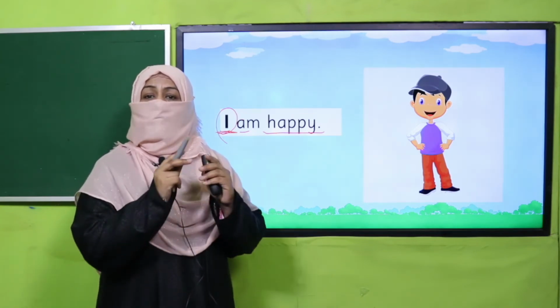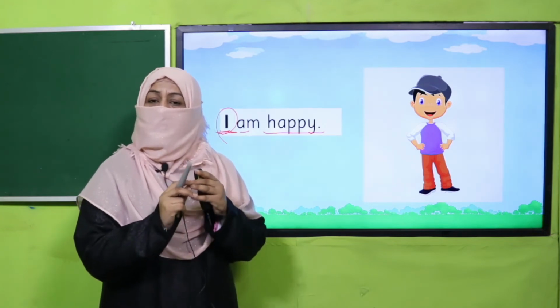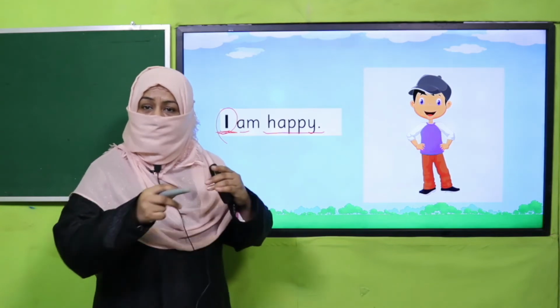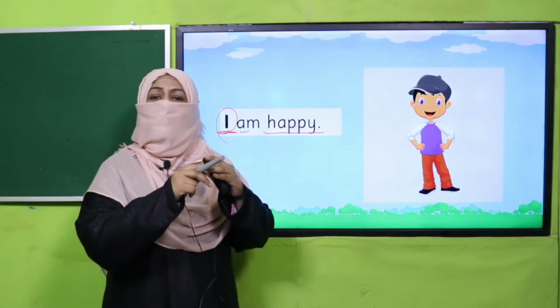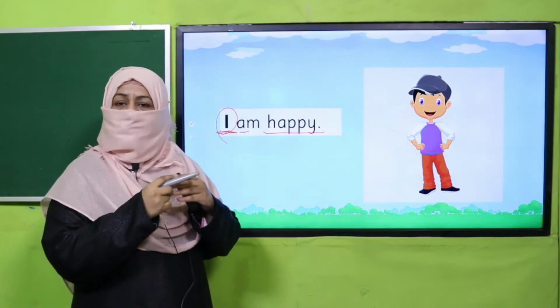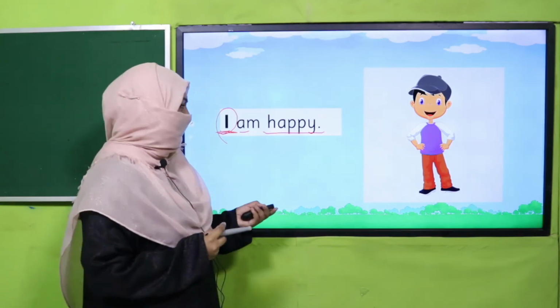substitution word. For a boy, it's he. For a girl, it's she. For a thing, either living or non-living, it's it. For us, more than one, it's we. For more than one, they and I. This is how we use substitution words. Are you clear? All right.